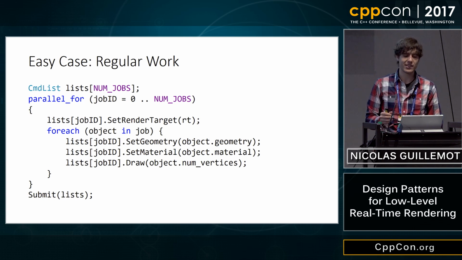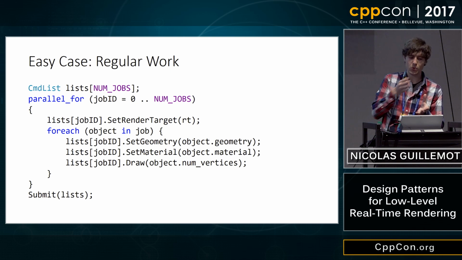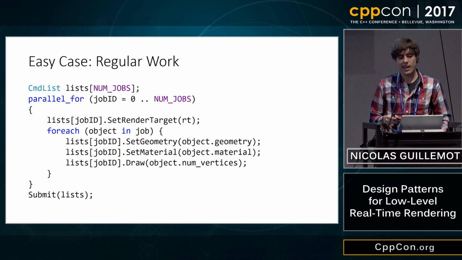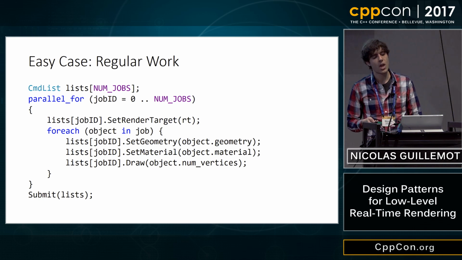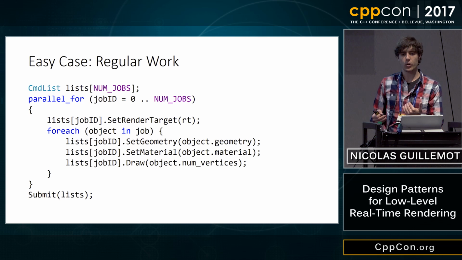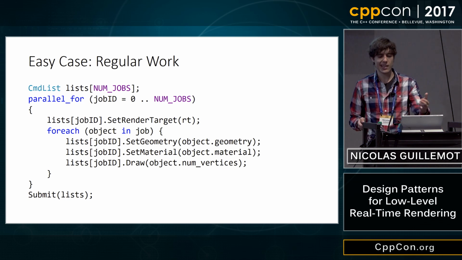In this case, say we have a whole bunch of asteroids to draw, and we want to draw them as fast as possible, and writing the commands is expensive because we have a whole lot of asteroids. What we can do is split the list of asteroids into several jobs and send each job to a different thread. Each thread will write the commands independently, so each one will start by setting the render target and then submit the changes of geometry and material and make the draw calls for each of the objects that are being drawn. And at the end of this parallel for loop, all the lists are grouped together and submitted all at once. So this is the easy case.